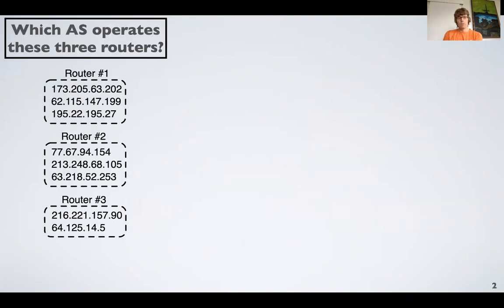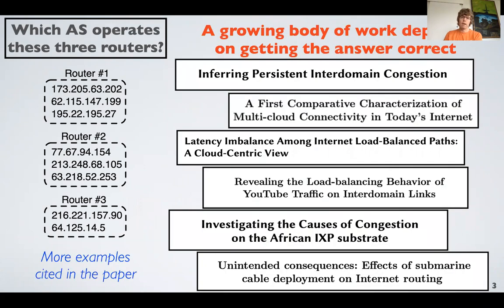So the problem that we're working on is which autonomous system operates these three routers. When we observe a router in traceroute in the wild, often one of the first questions we'd like to answer is, which network operates that router? And there is a growing body of work that depends on getting the answer to this question correct.